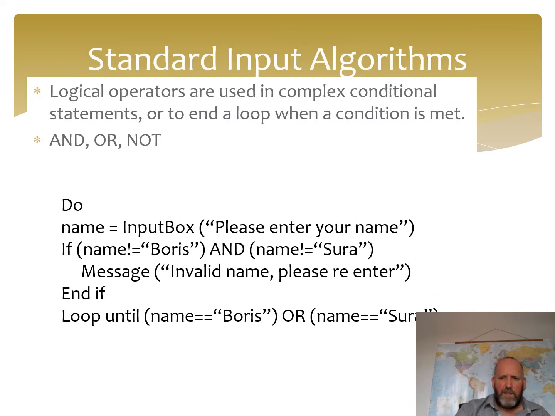So it doesn't have to be a number, it can be text. So here we are. Name equals input, please enter your name. If name does not equal Boris and name does not equal Surah, we get a message: invalid name, please re-enter. Loop until name equals Boris or name equals Surah. This will only accept two words, Boris or Surah, and it will loop and loop and loop until you put one of those in.